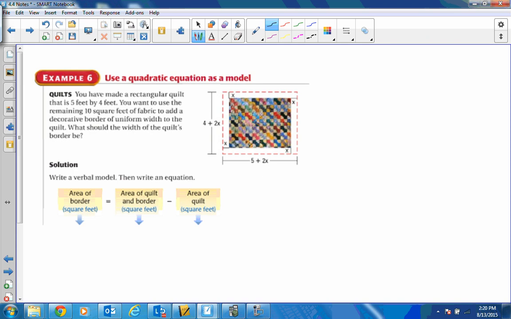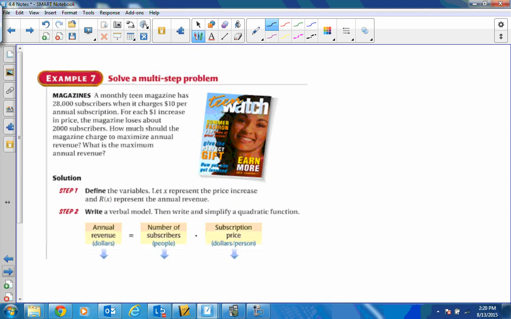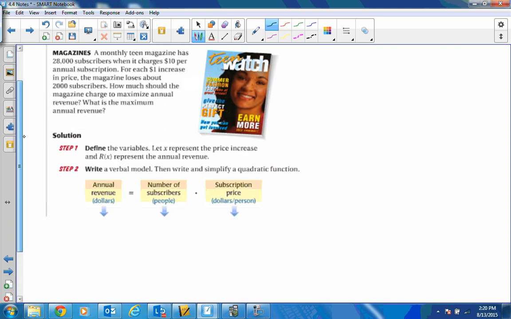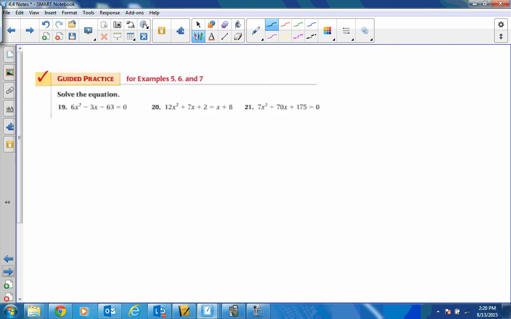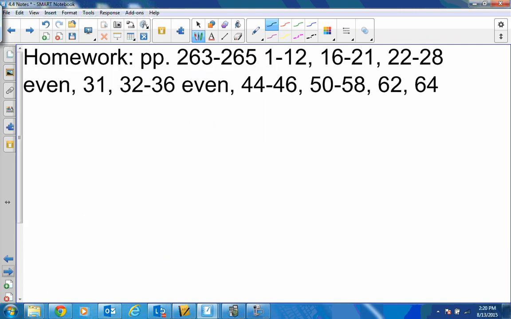I think since it's getting to 15 minutes, we're going to do example 6 and example 7 in class together and talk about those together, just because those will take a little bit longer to do. So we'll do example 6, example 7, and the guided practice of the class. That is homework. If you have any questions, make sure you ask in class or before class, and that is it.